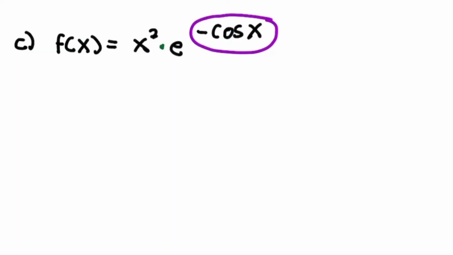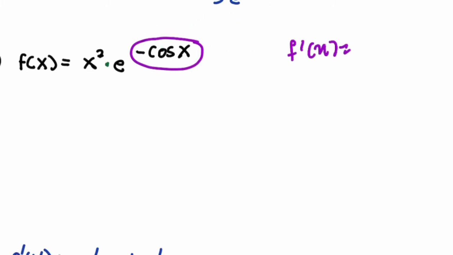Next, let us see question part C. This is f(x) equals x squared multiplied by e to the power of minus cos x. So you should realize now that you have two different functions multiplied together, so we need to use the product rule here. How do we differentiate this using the product rule?